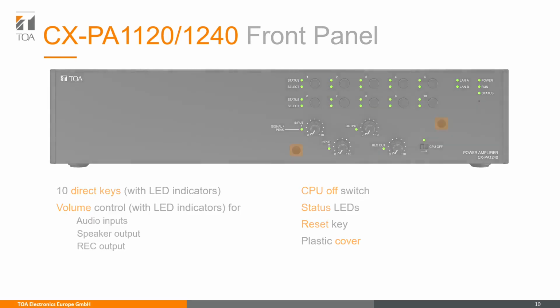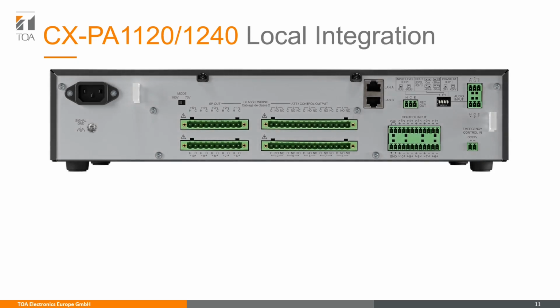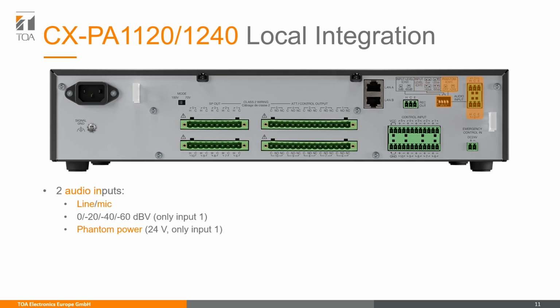Let's turn the device around to have a look at the possibilities for local integration. First of all, we have our 2 audio inputs. Both have a selection between line and mic level. The selection can be done via dip switches. For the first one, you have even more options. You can select between 0, -20, -40 and -60 dBV. Also exclusive for input 1 is the possibility to turn on 24 volt phantom power.